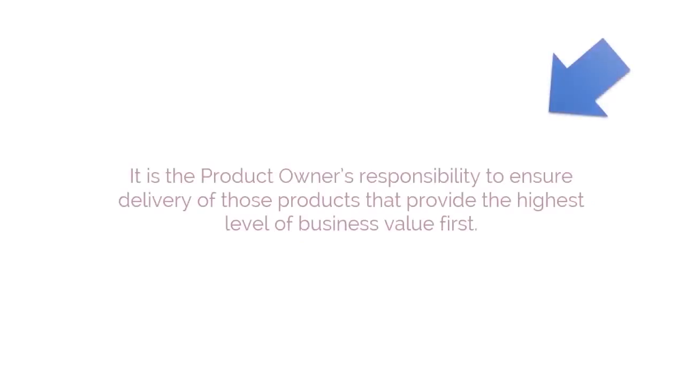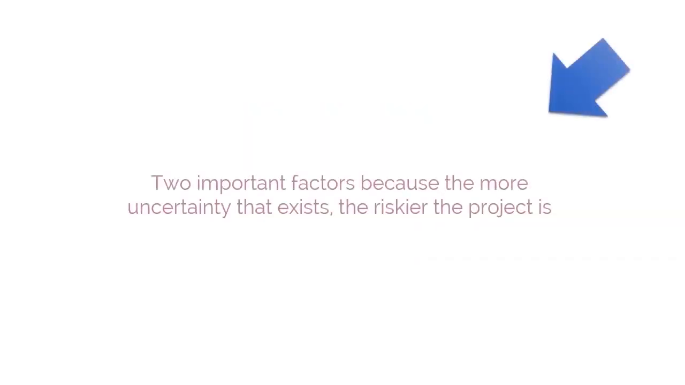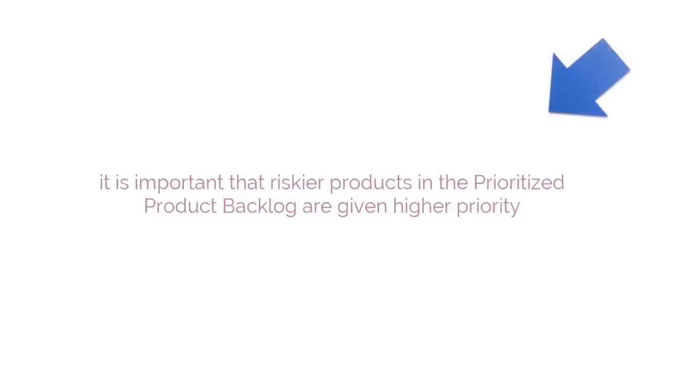Let's talk about value first. It is the product owner's responsibility to ensure delivery of those products that provide the highest level of business value first. Risk and uncertainty are two important factors because the more uncertainty that exists, the riskier the project is. Therefore, it is important that riskier products in the prioritized product backlog are given higher priority.